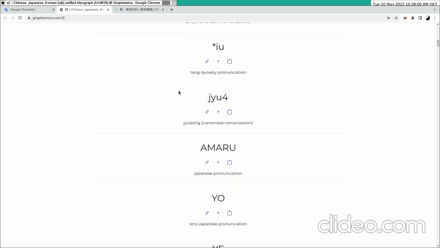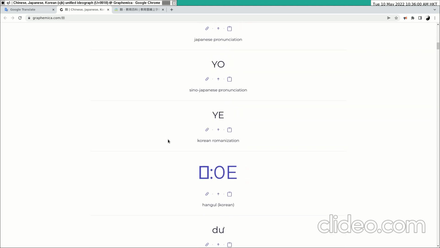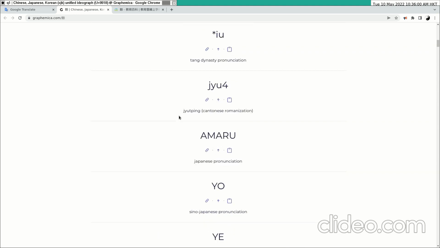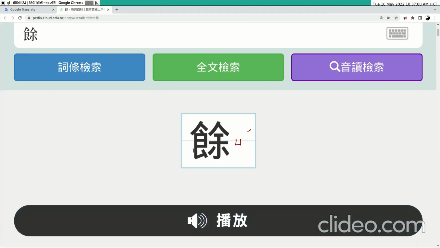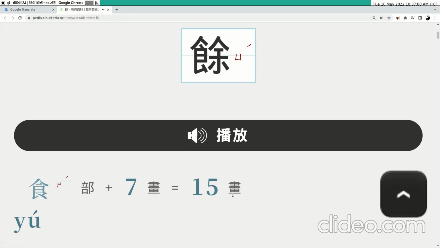In Cantonese, it's Yu. In Mandarin, it's Yu. It's something different in the tonation, but basically the same. Korean, Japanese, Vietnamese. Shi bu means the foot or the eating, the 17th character.